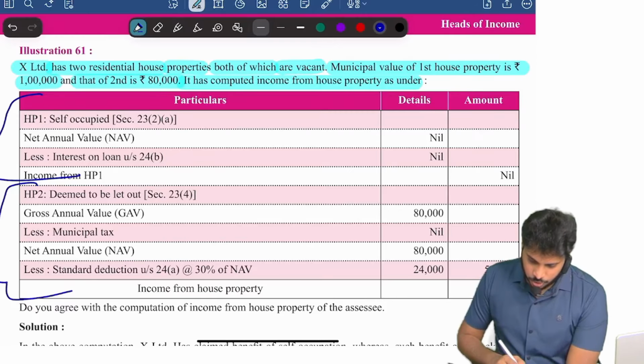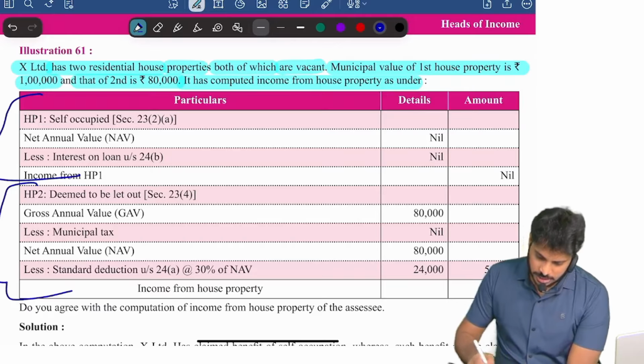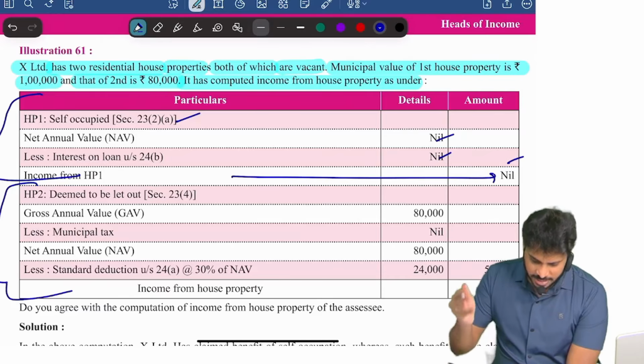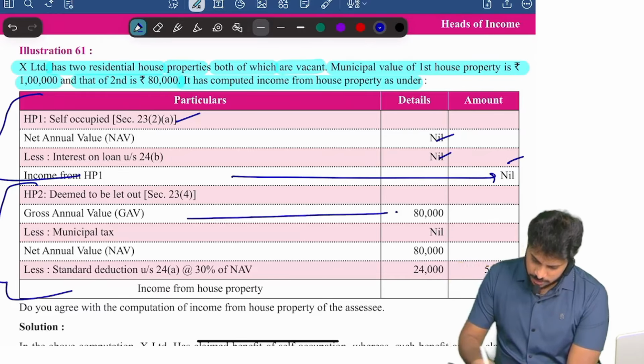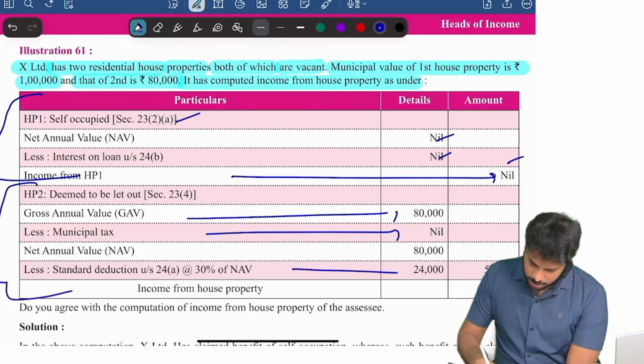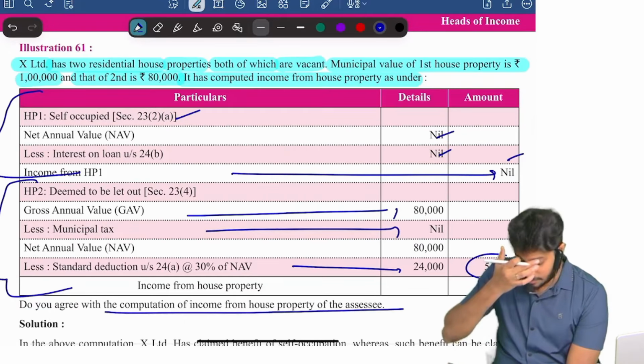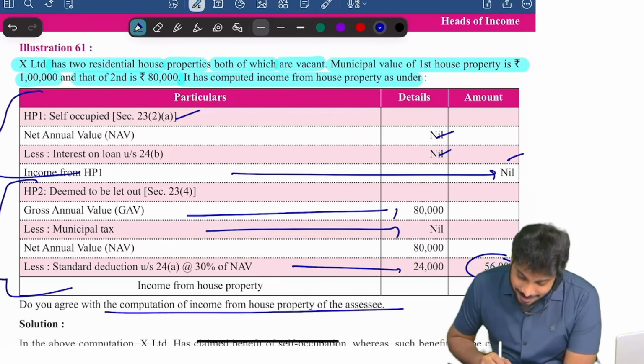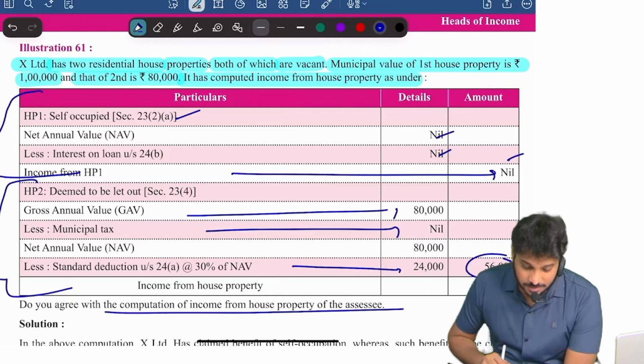Now 2 residential properties. SOP first one. NAV 0, so income from house property nil. Maybe interest is not there. House 2, GAV 80, less 30%, so 56 total income. Do you agree with the computation of income from house property? They are asking, do you agree with the income from house property?